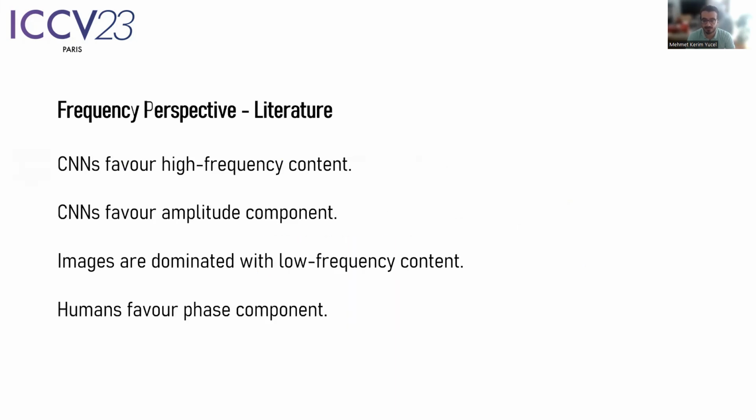From a frequency perspective, assuming image classification, the literature tells us that CNNs tend to favor high-frequency content of the data. Similarly, they overly rely on the amplitude component of the data. In contrast, images are dominated by low-frequency content, and we humans tend to favor the phase component of the data.